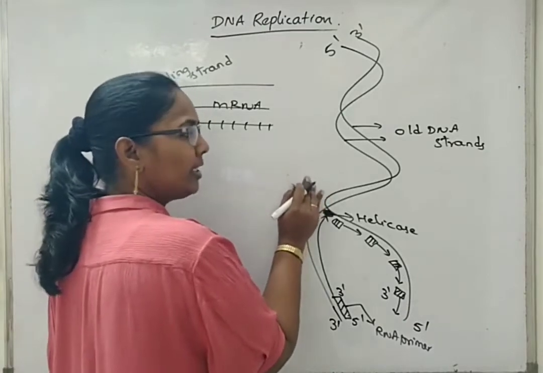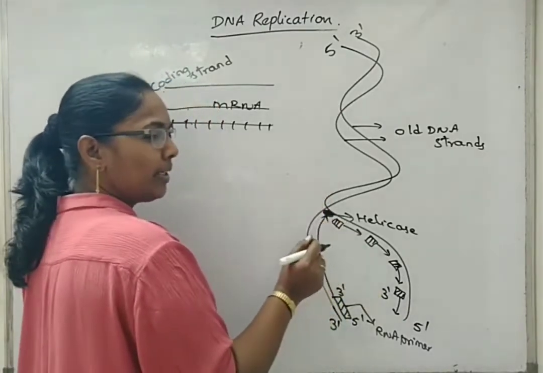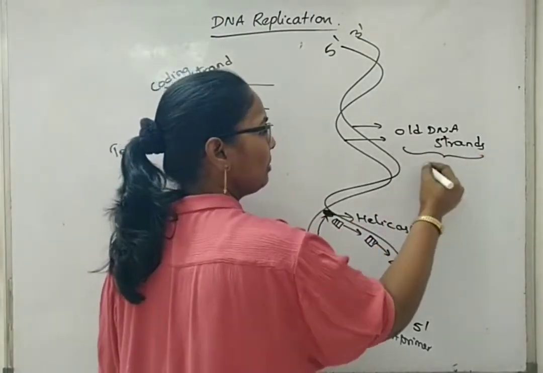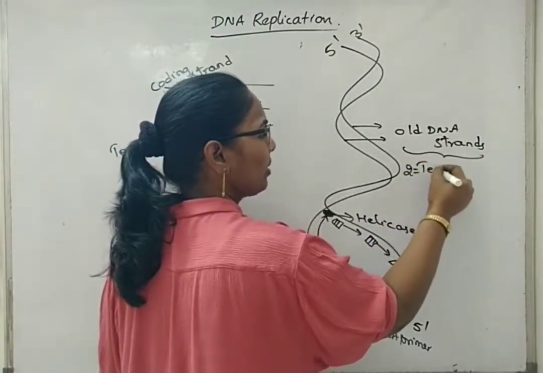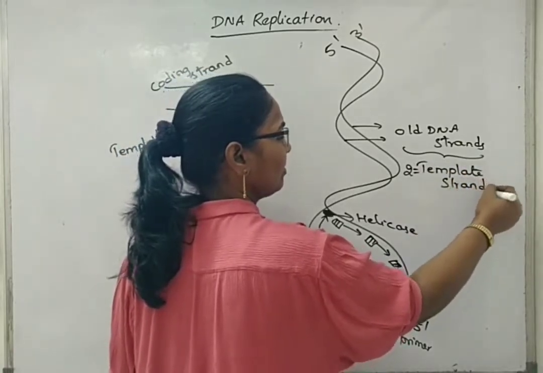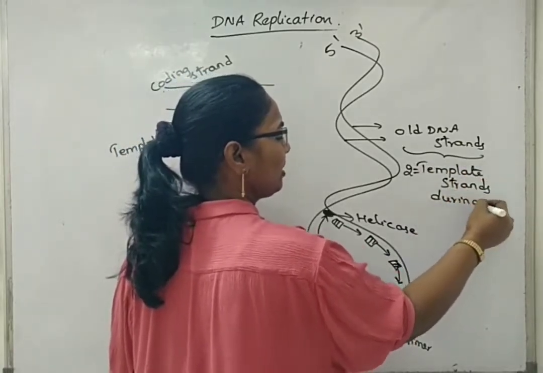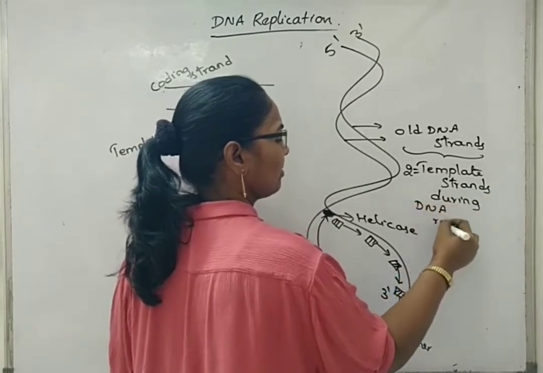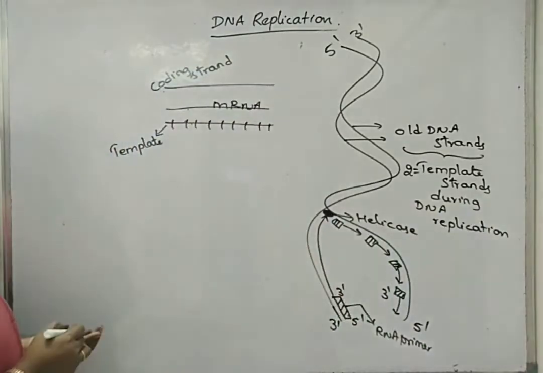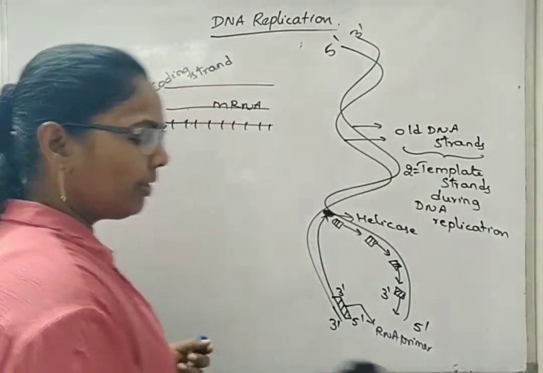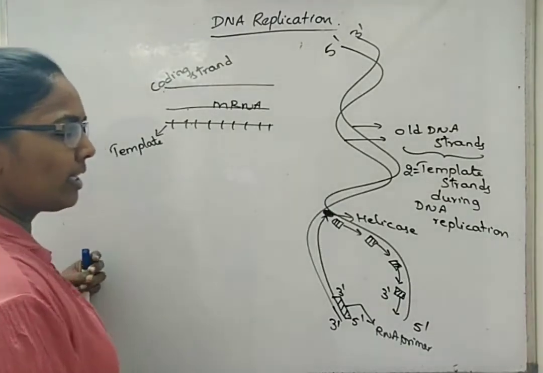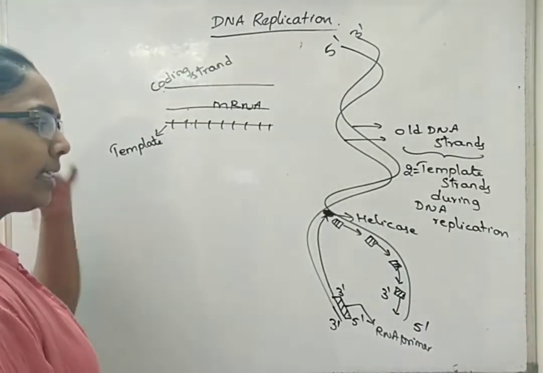Means here one strand is giving its copy, another strand is helping in formation of new strand. Here in case of DNA replication, both the strands are helping in formation of new DNA strands. So both the strands are called as template strands. Means 2 template strands during DNA replication. In case of transcription, we call only one old DNA strand as template, but in case of DNA replication or autocatalysis, 2 strands are named as template strands.